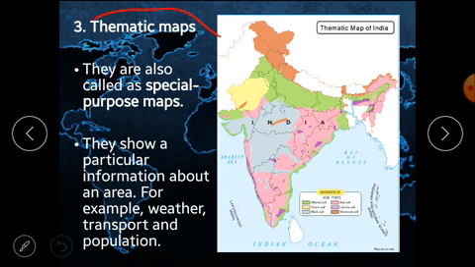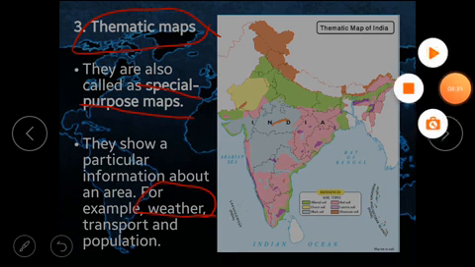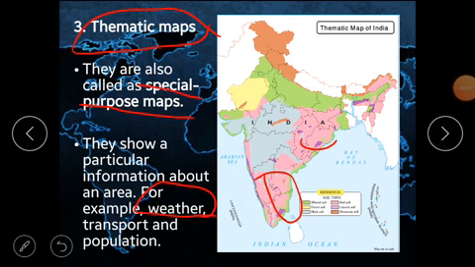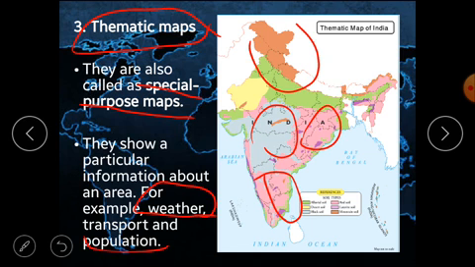Next is thematic maps. These are very important. They are also called special purpose maps because they show only particular information about an area. For example, a weather map, that is, what is the weather of this area, or this area. And transportation, and also population, that is, what is the population of Jammu and Kashmir, Kerala and Rajasthan, etc. So they show only particular information, and they are called thematic maps or special purpose maps.